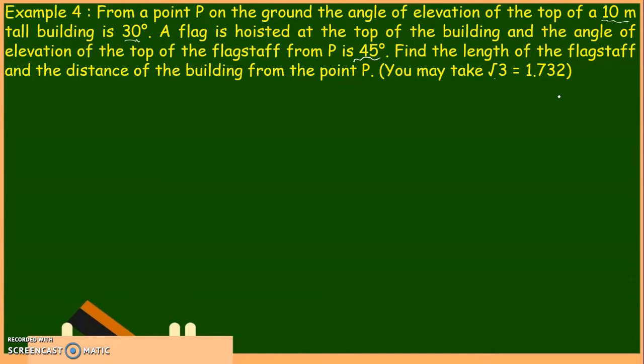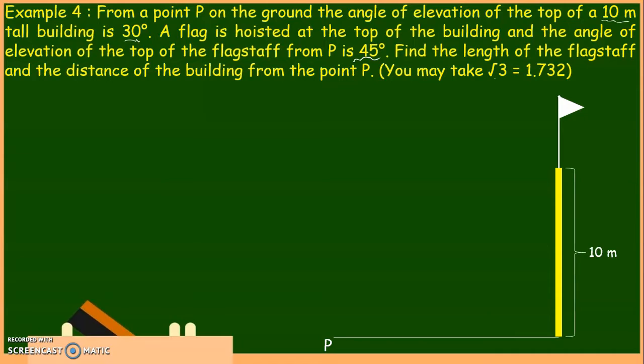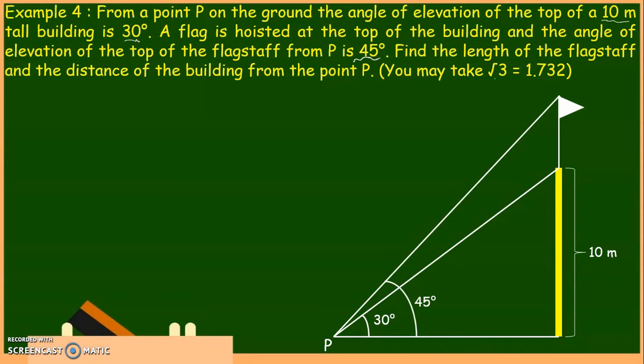So first of all, the main thing about this question is to understand the question and draw the diagram accordingly. So here we have a building and on the top of the building we have the flag. The height of the building is given 10 meter and from a particular point P on the ground, the angle of elevation of the top of the tower is given 30 degree and the angle of elevation of the top of the flag is given 45 degree. So here we want to find out the length of this flag staff, that is equal to BC, that we need to find out. And another thing we need to find out is the distance of the building from point P, means the distance AP.